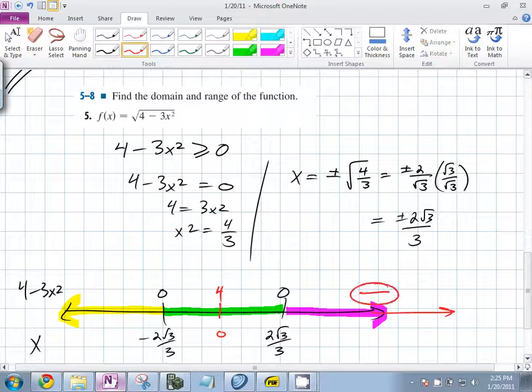And what happens if you go to the other side? 4 minus 3 times negative a trillion squared. It's going to be the same thing, because when you square a negative, you get a positive, right? So it's going to be negative. So the middle is positive.